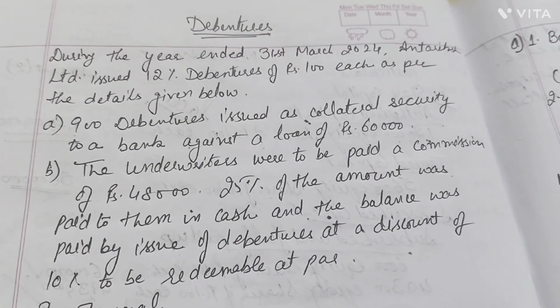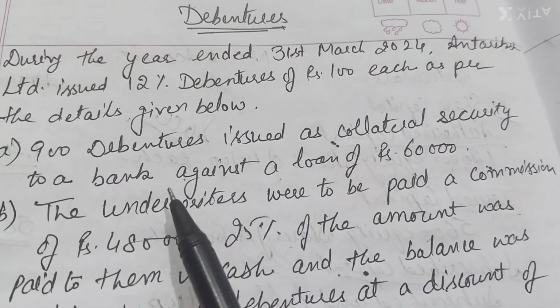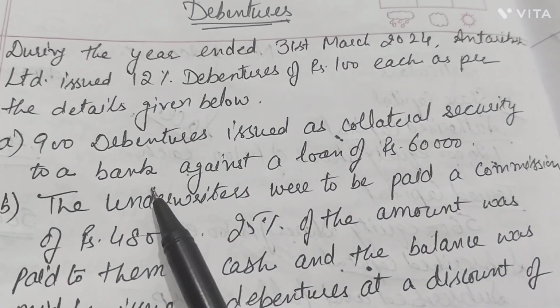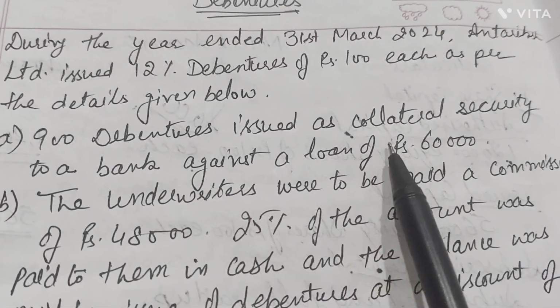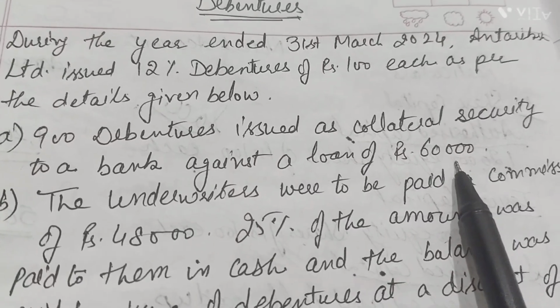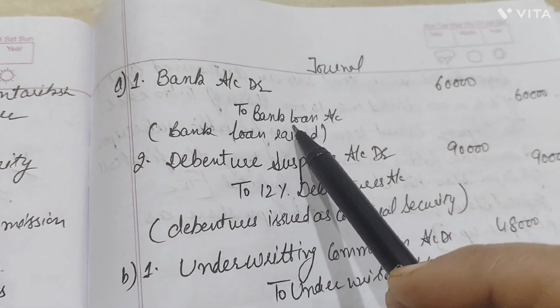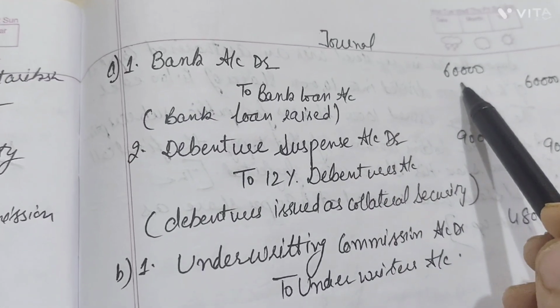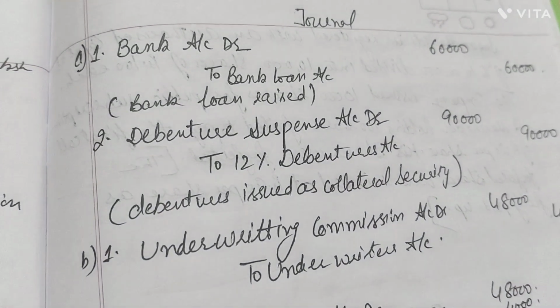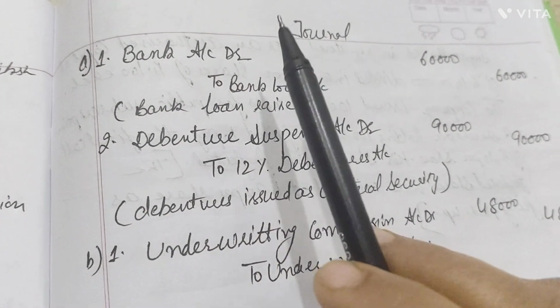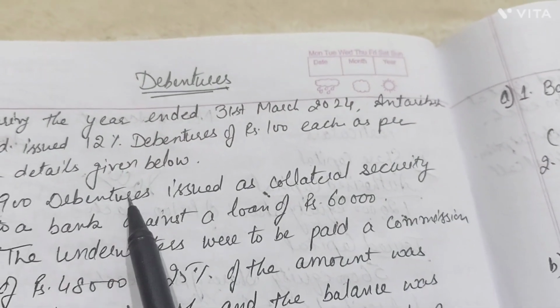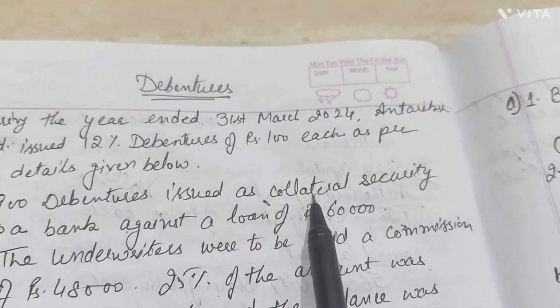So to prepare the journal for this particular point, where Antariksh Limited has raised a loan of rupees 60,000, the first journal would be bank account debit to bank loan of rupees 60,000 in this particular case, right? Now, it says that 900 debentures were issued as a collateral security.